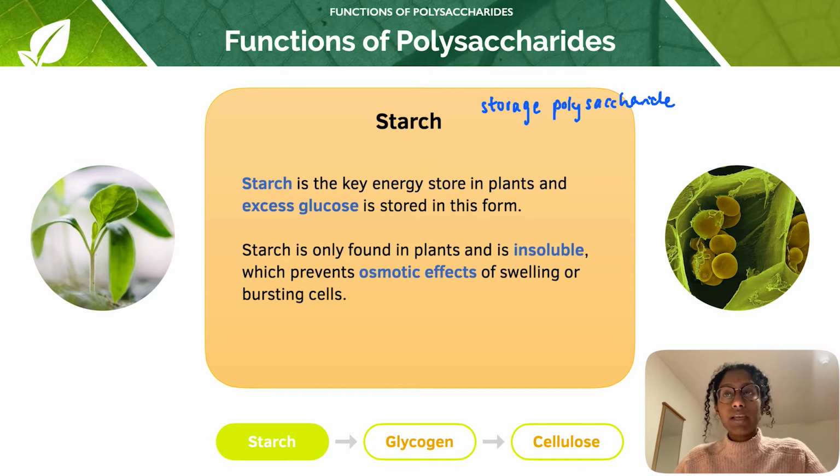Now, there are two polysaccharides that form starch. Number one is amylose and number two is amylopectin. So we're going to look at those in the next couple of slides. For now, what I want you to appreciate is starch is the energy store in plants. So it's stored in plant cells and it's insoluble, which is a really valuable feature of it because it means that it doesn't lower the osmotic potential inside the cell versus outside the cell. So it prevents osmotic effects such as swelling or bursting of cells by water moving in or out, which is a really great property of starch.